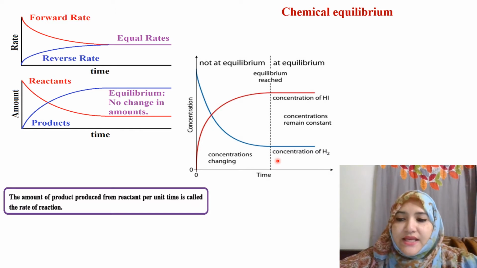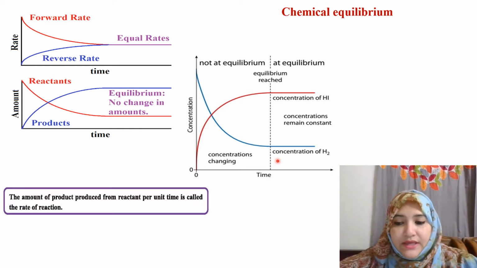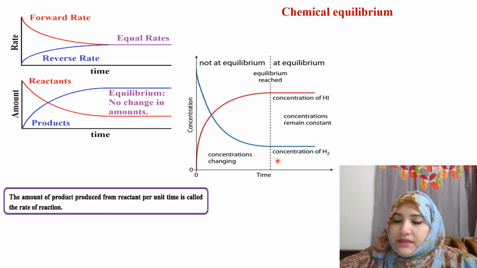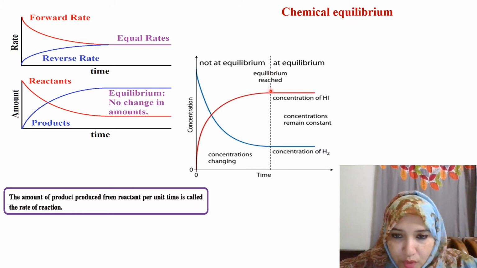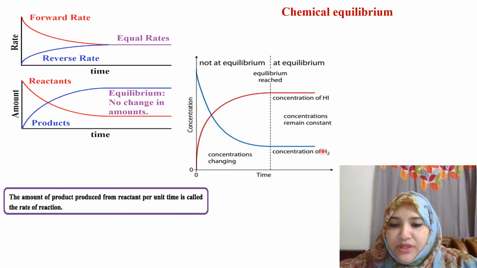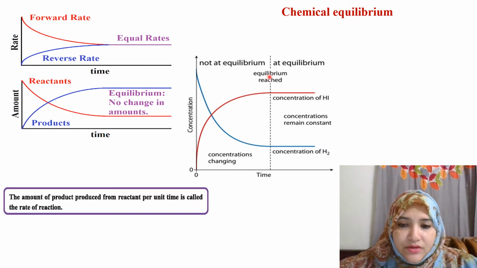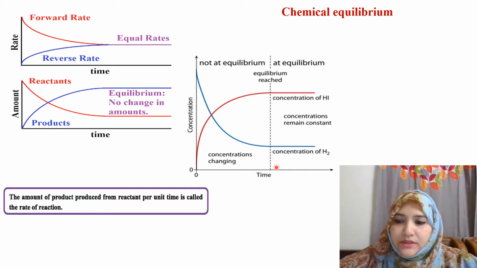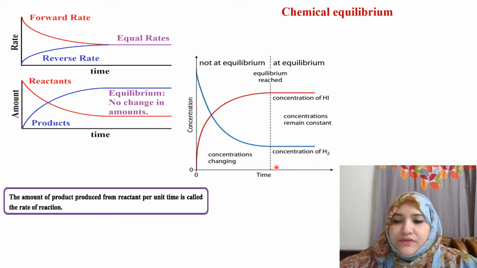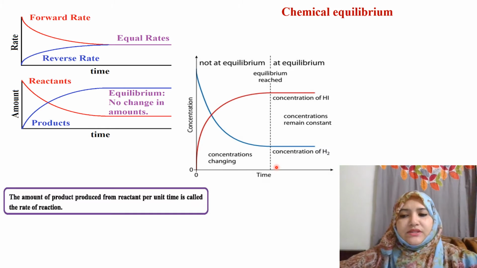The reaction seems to have stopped, but actually the reaction doesn't stop. That's why it is called dynamic equilibrium. These points are dynamic equilibrium. This time is for reaching the dynamic equilibrium.